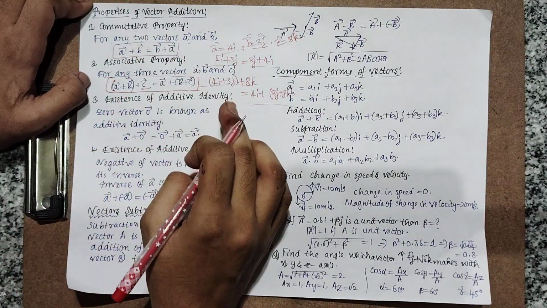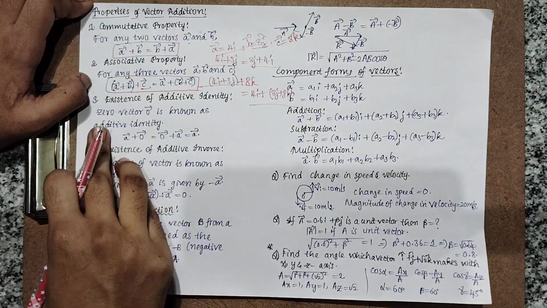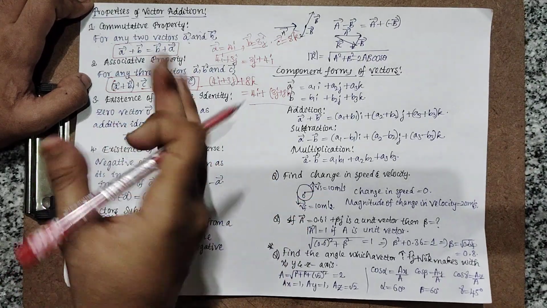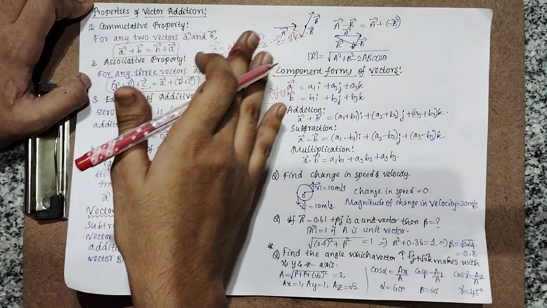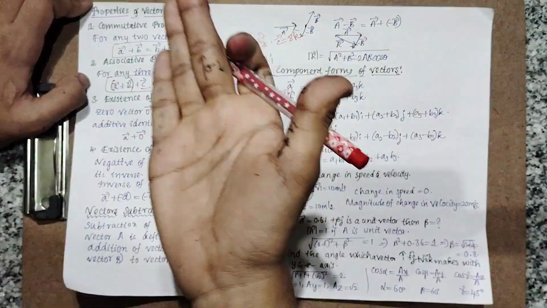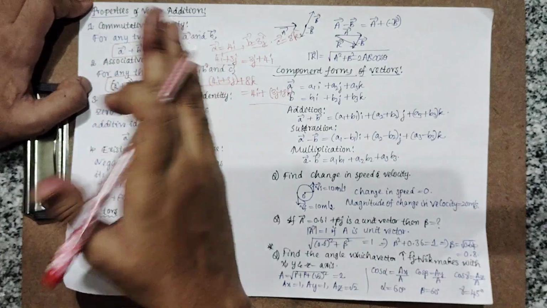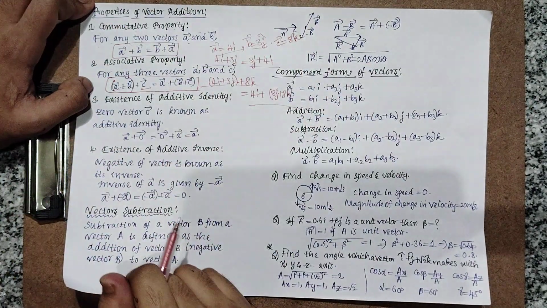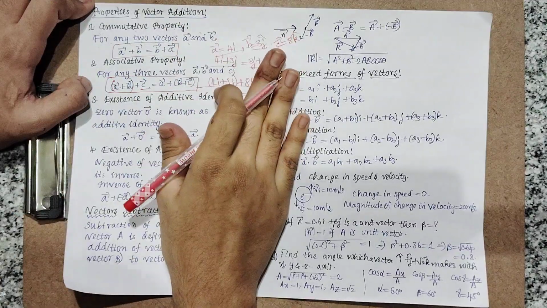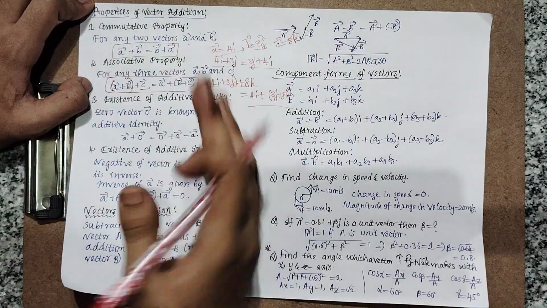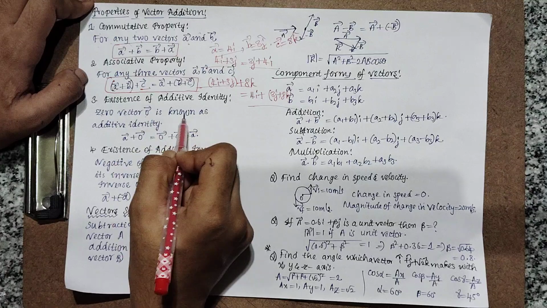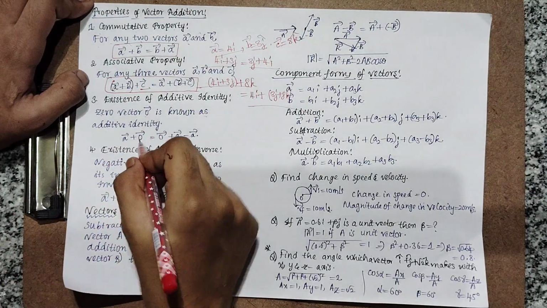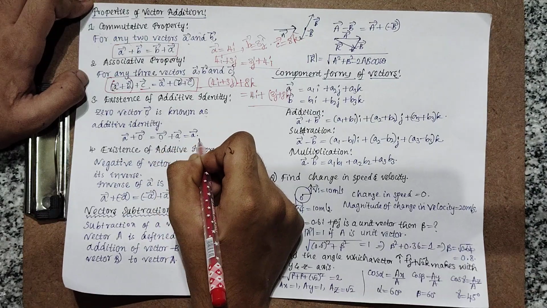And existence of additive identity. See, here the zero vector is known as the additive identity. It means, let us say there is a vector x. If we add something to the vector, it again remains x only. In which case does this happen? If we add 0 to anything, it remains the same as the previous thing. So the zero vector is known as the additive identity. It means A bar plus 0 is equal to 0 plus A bar, which is equal to A bar.